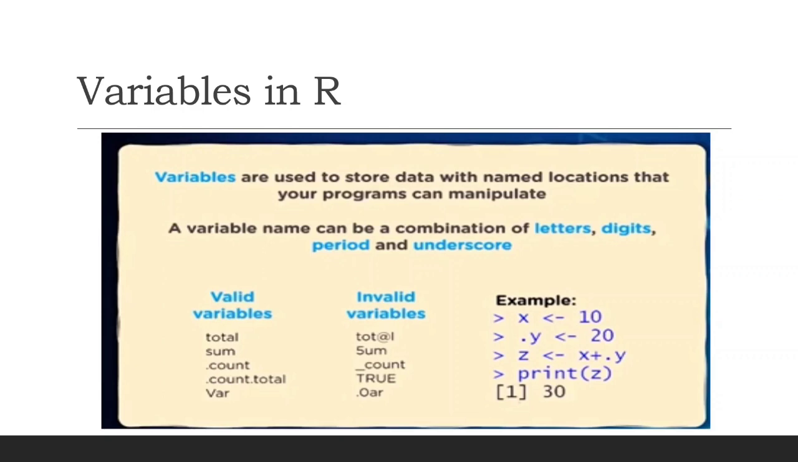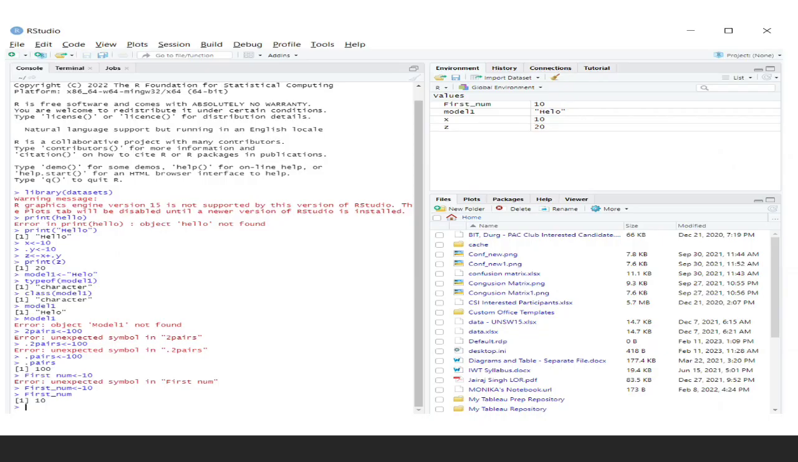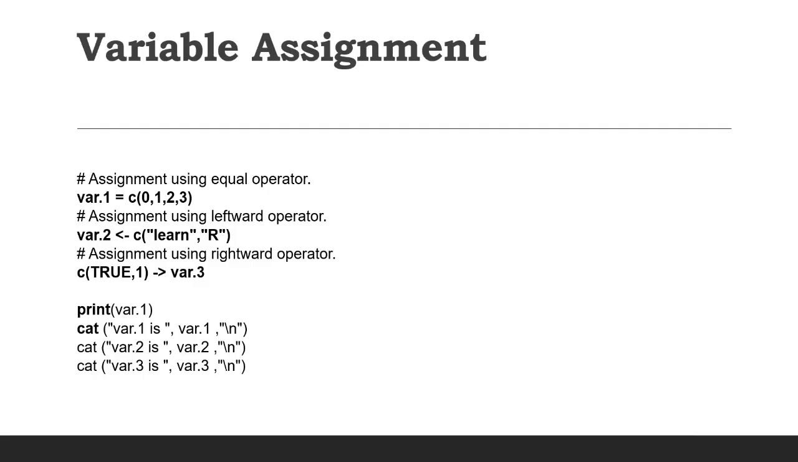As you can see on the left hand side, valid variables are there. Total, sum, .count, .total are valid names of variables, and these are the invalid variables. So you cannot start a variable with a digit. There are some examples, we'll try them in RStudio. This is for my class students, so we will do it in RStudio. So I'm skipping this slide.